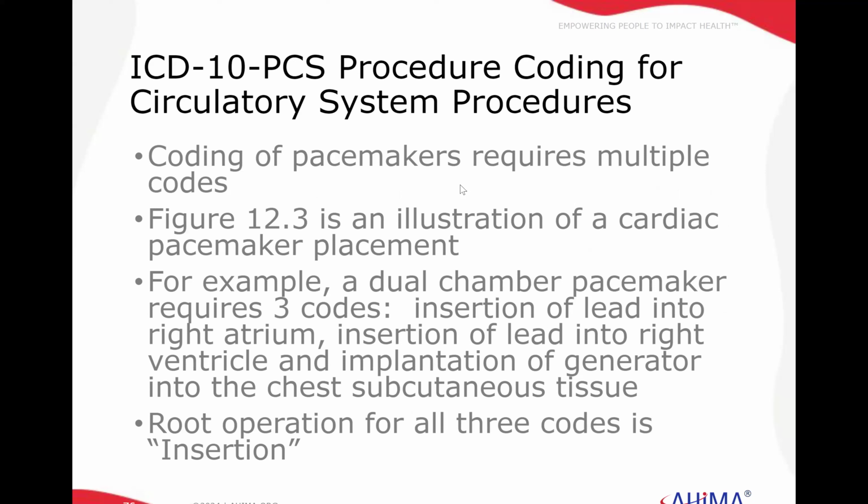If you see a pacemaker, you should have more than one code. Figure 12.3 is a great example of this. This talks about a dual chamber pacemaker that requires 3 codes. The 3 being the insertion of the lead into the right atrium, the lead going into the right ventricle, and then the implementation of the generator into the chest of the subcutaneous tissue. And the root operation for this will be insertion. Let's take a look at table 12.3.